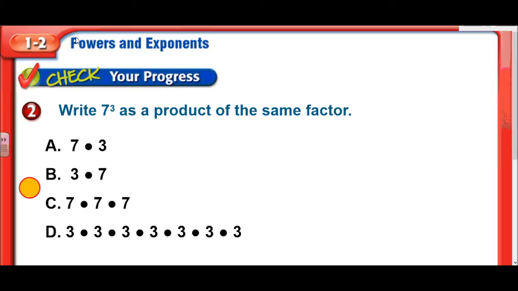Another example for us to figure out. Let's see if you can figure this out before I can even finish reading it. Writing 7 to the 3rd power, that's also called 7 cubed, as a product of the same factor. So which one is using 7 as a factor 3 times? Did you find it? There it is. There are 1, 2, 3 7s. Moving on.